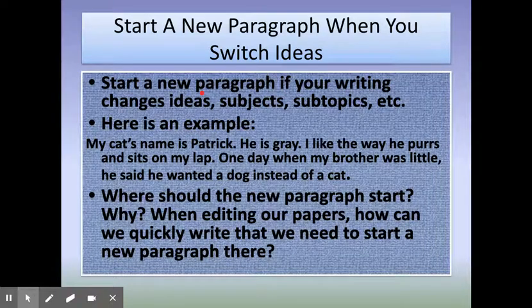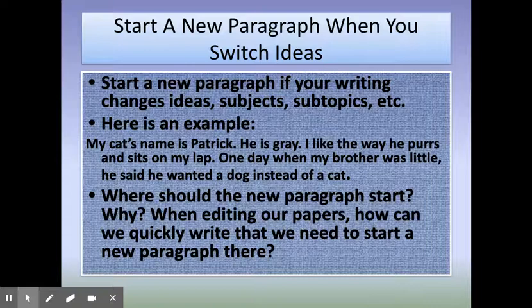Here is an example. My cat's name is Patrick. He is gray. I like the way he purrs and sits on my lap. One day when my brother was little, he said he wanted a dog instead of a cat. So think about that. I'm going to read it one more time. My cat's name is Patrick. He is gray. I like the way he purrs and sits on my lap. One day when my brother was little, he said he wanted a dog instead of a cat. Scholars, where should our new paragraph start?